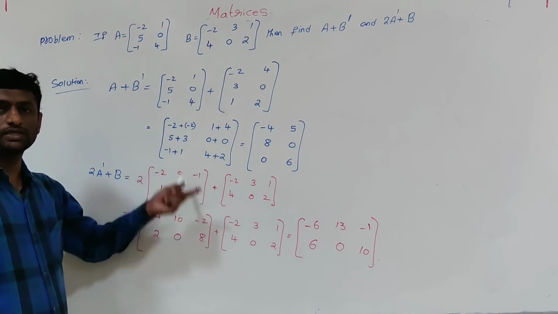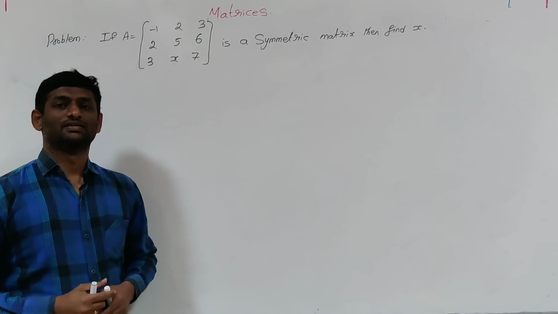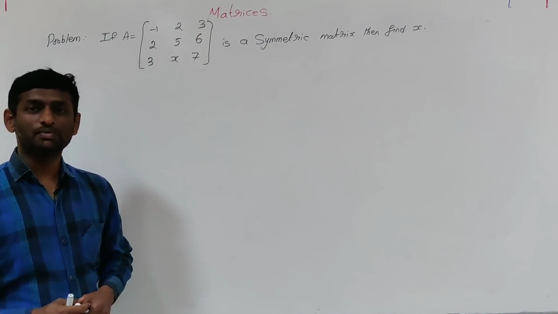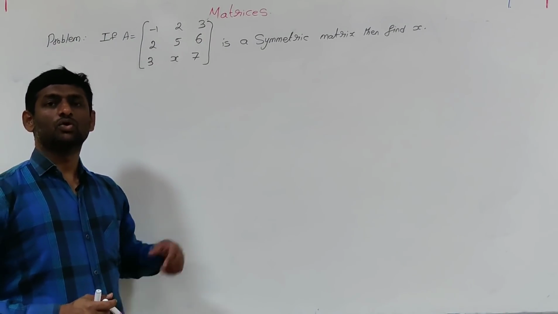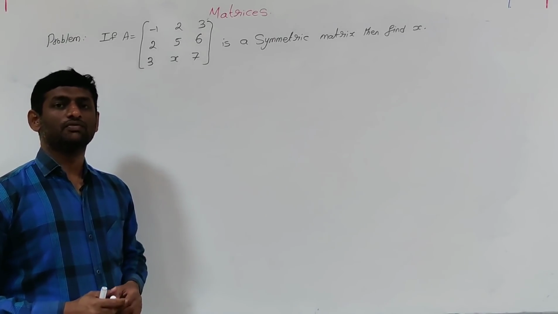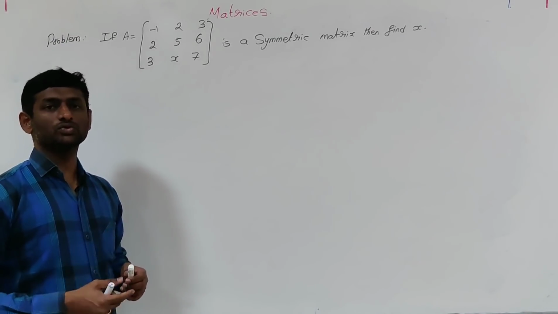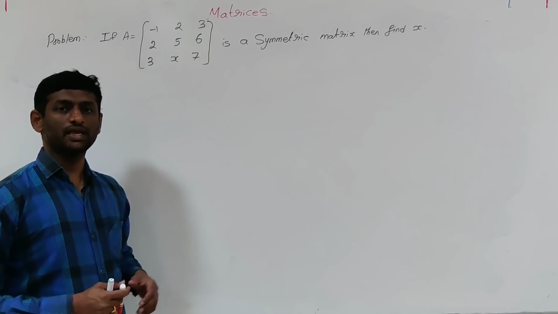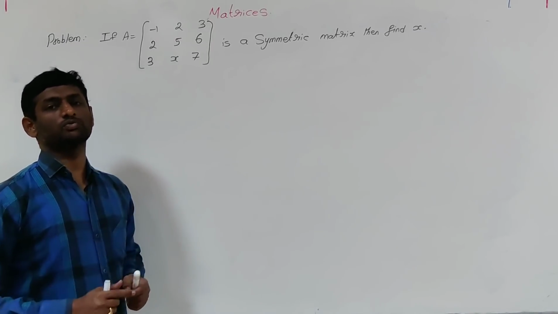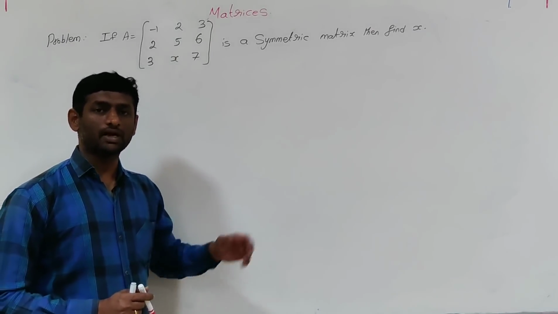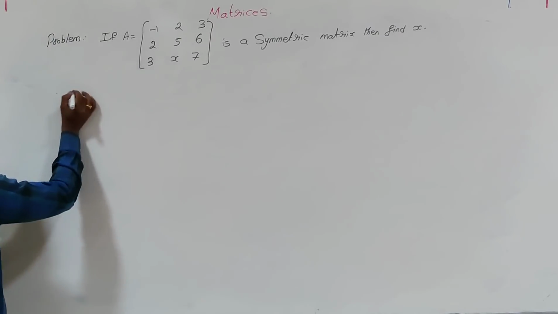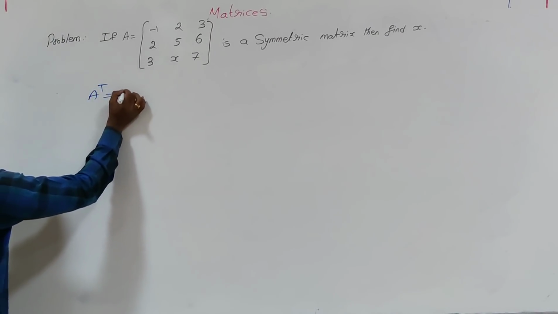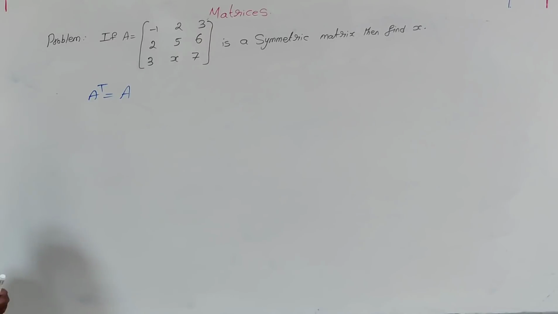Next, we'll see the next question. Now, we'll see the question based on the symmetric matrix. So what is a symmetric matrix? If we interchange the rows and columns of the matrix A, that transpose matrix should be the same as matrix A. That is, A transpose is equal to A. Then that matrix is called a symmetric matrix.